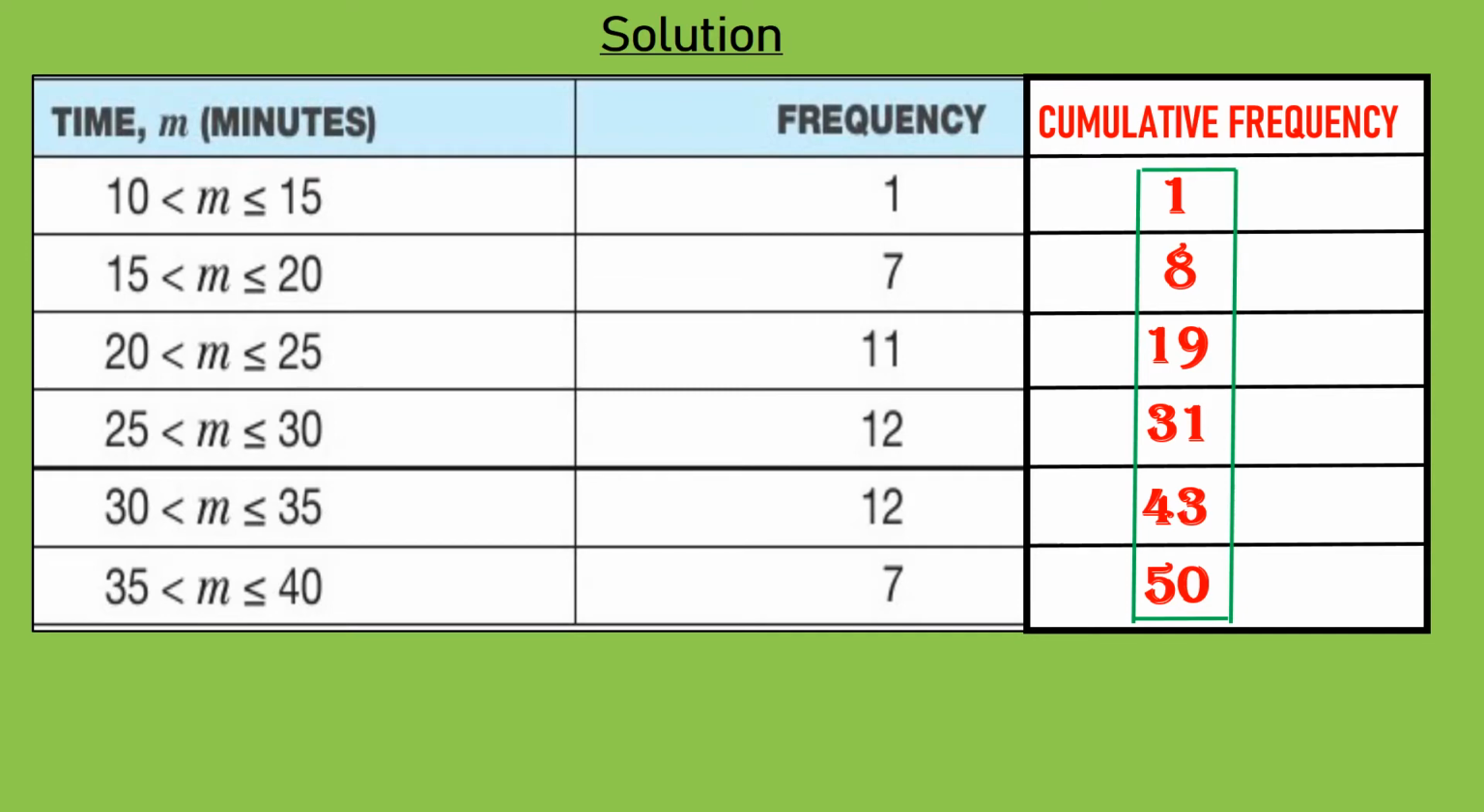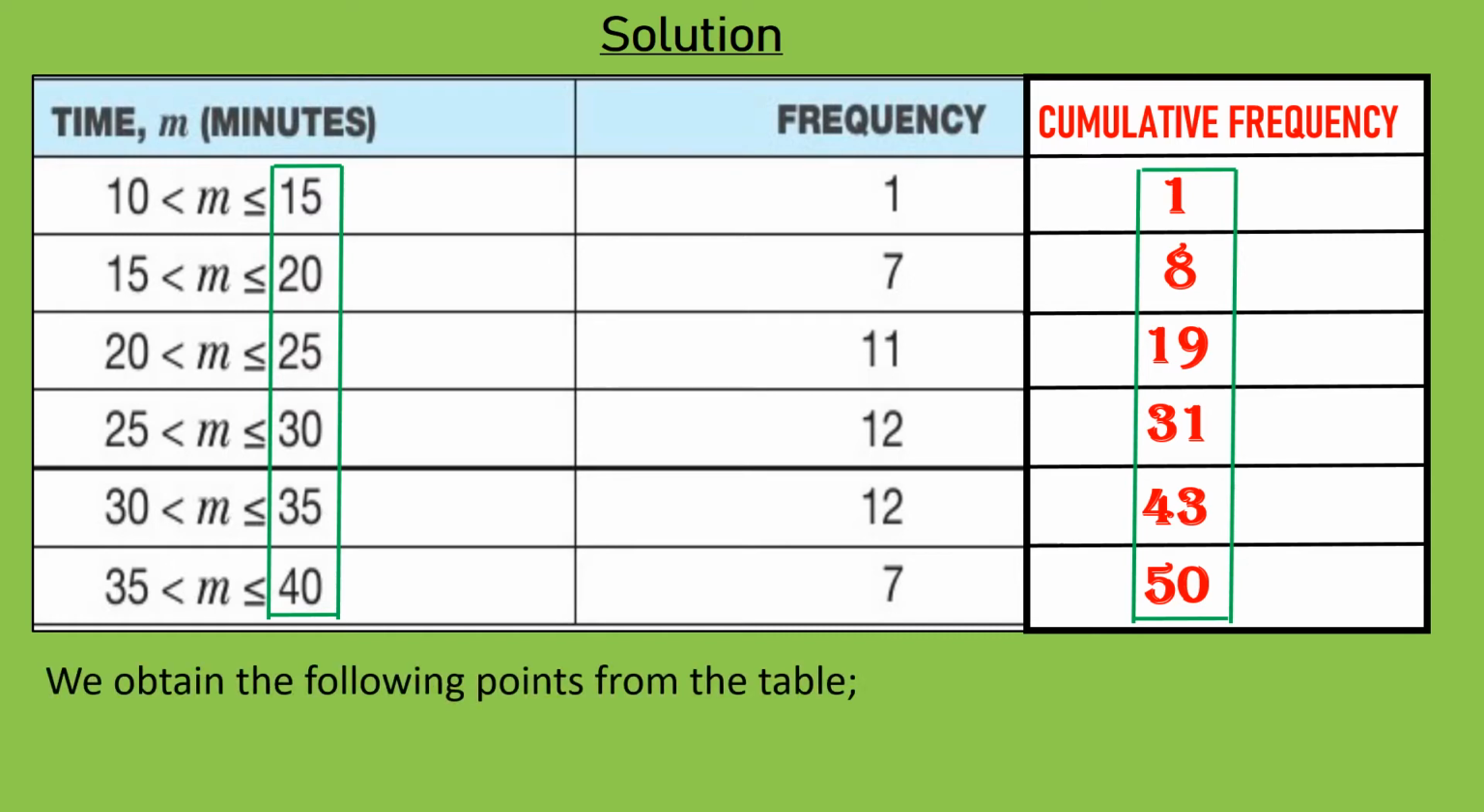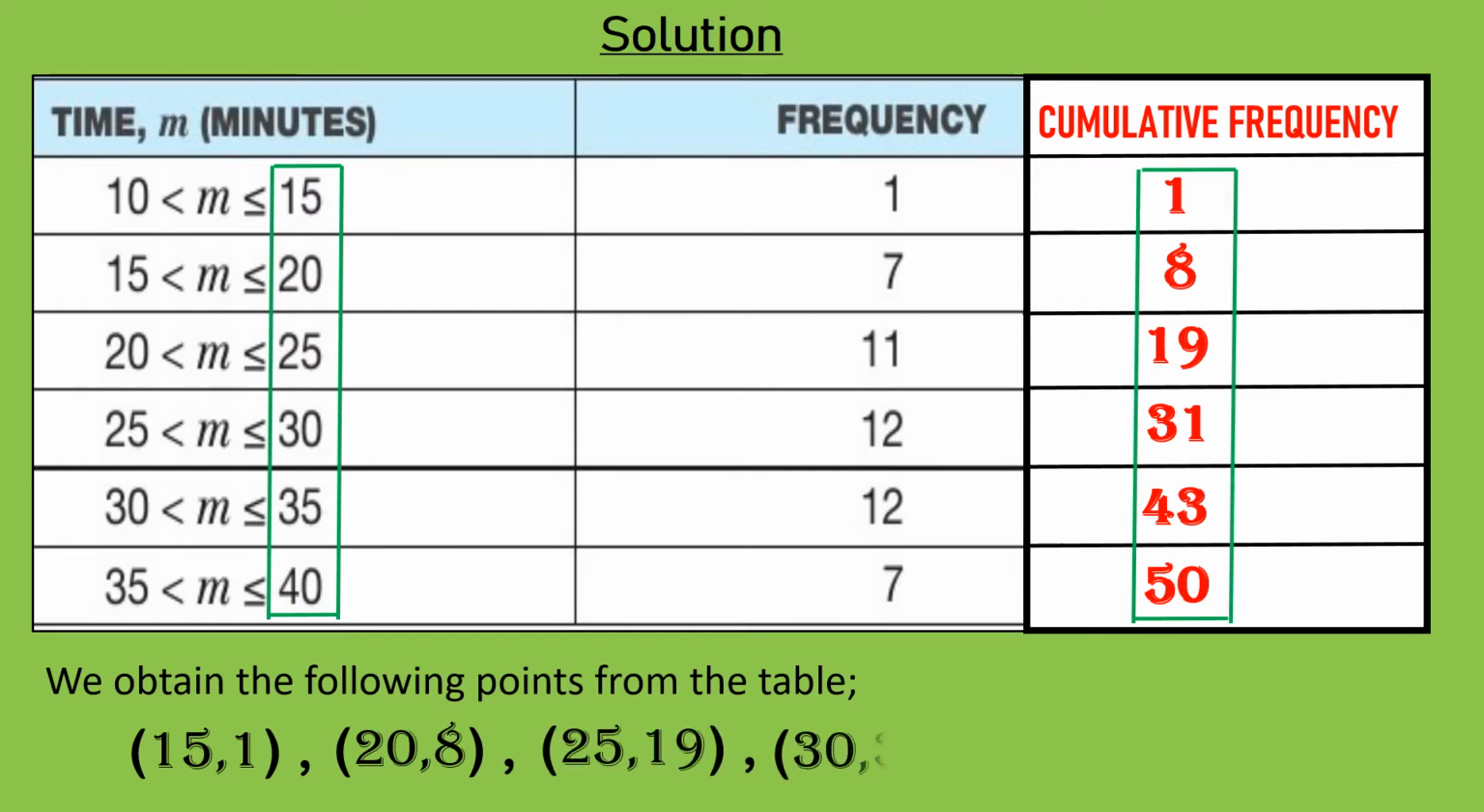To plot our graph, we use the cumulative frequency on the y-axis against the upper class boundary on the x-axis. We therefore obtain the following points from the table: 15, 1; 28, 25; 19, 30; 31, 35; 43, and 40, 50. Then now we move to our graph.